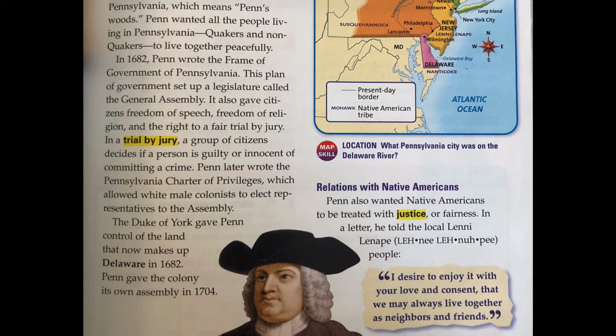Penn later wrote the Pennsylvania Charter of Privileges, which allowed white male colonists to elect representatives to the assembly. The Duke of York gave Penn control of the land that now makes up Delaware in 1682. Penn gave the colony its own assembly in 1704. Now, does any of that sound familiar? Trial by jury, General Assembly, same things we kind of have in our country right now, right?